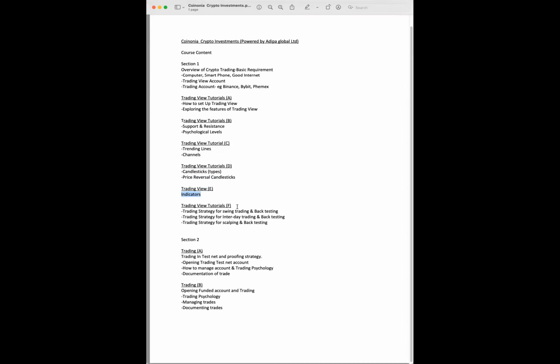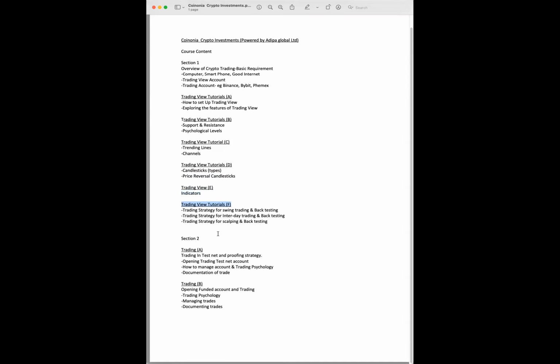Now, the last one, TradingView Tutorial F, is trading strategy for swing trading and backtesting. There are strategies that people use in the market for trading. Some of them are swing traders. Swing traders are people who will look at the market and then trade.